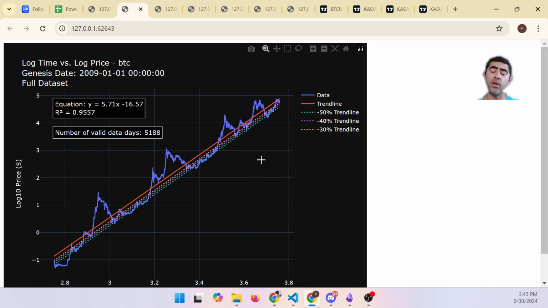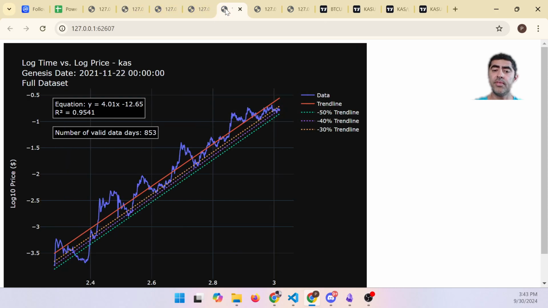Maybe I'll make a video on how you can do it yourself if there's enough interest. But essentially, this line has done a really good job of predicting how prices have been moving in the past. And the R squared is about 0.9557, which means more than 95% of the variation in price has been explained by this line. And similarly, we have something similar for Kaspa. Again, the shape looks a little different, but the R squared fit is a very good fit, even though the equation is a little different.